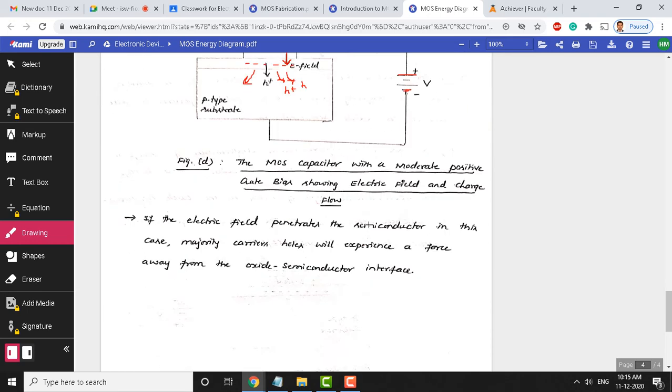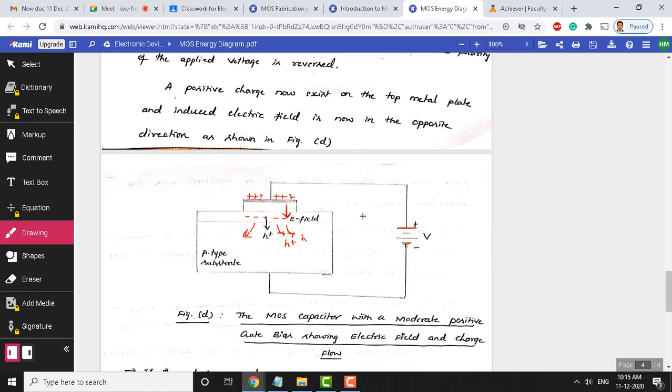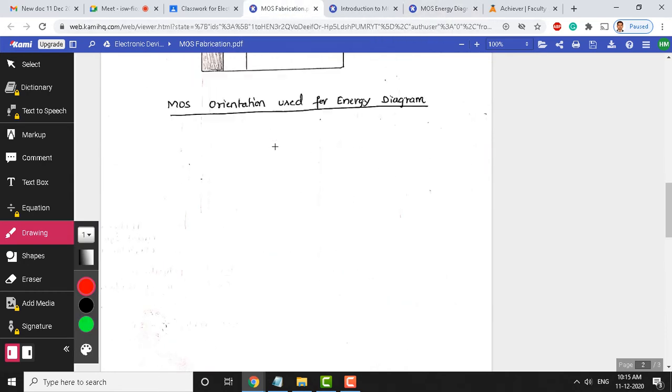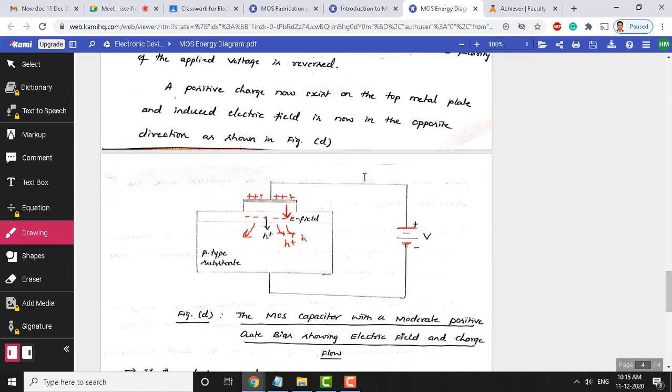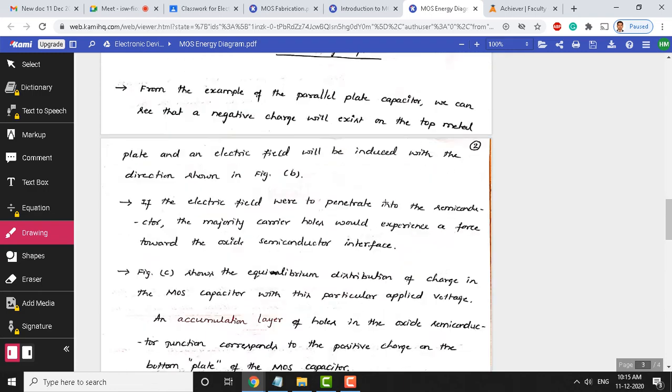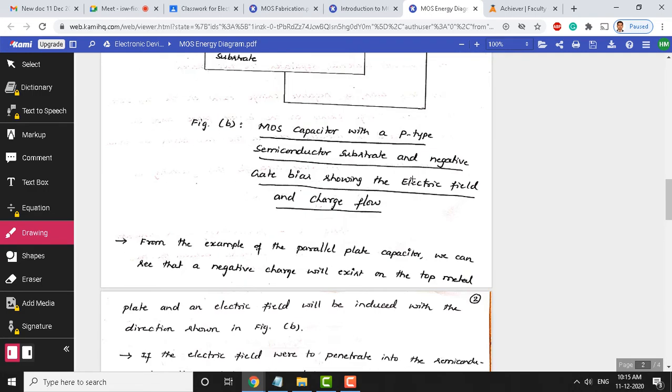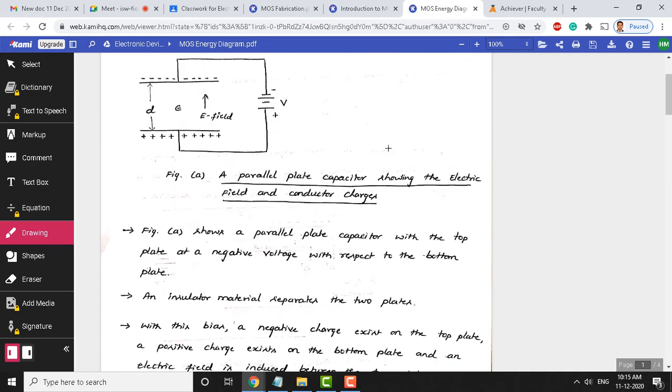Now, let us move on to the discussion of fabrication. Before we understand the energy band diagram, let us discuss MOS fabrication. Any questions so far with reference to the MOS capacitor discussion? These are all things that come under the MOS capacitor.